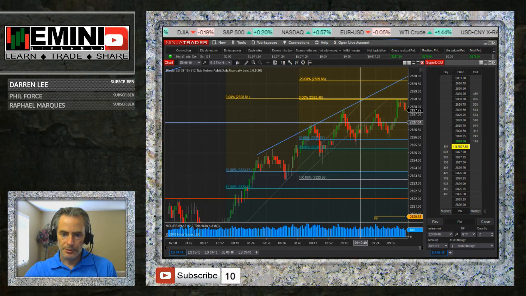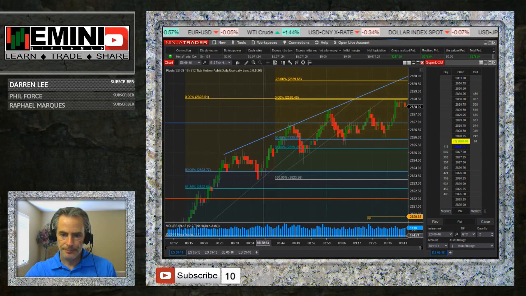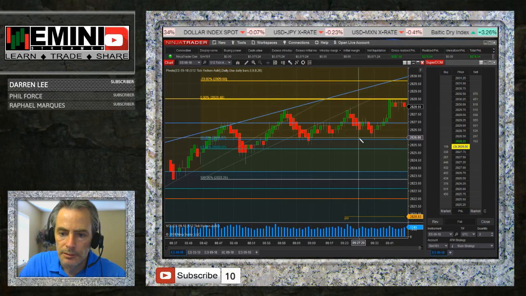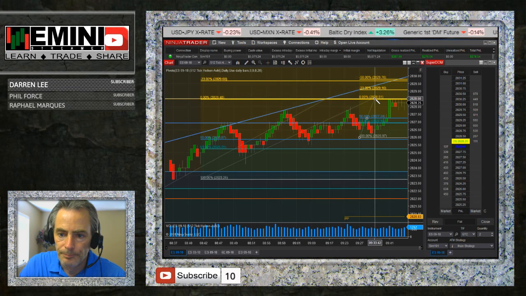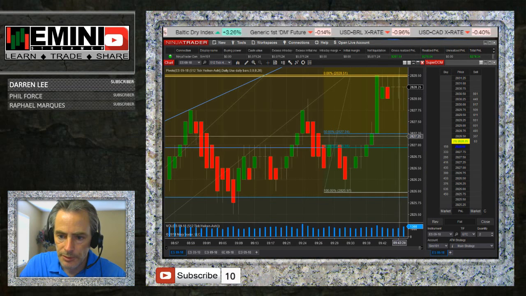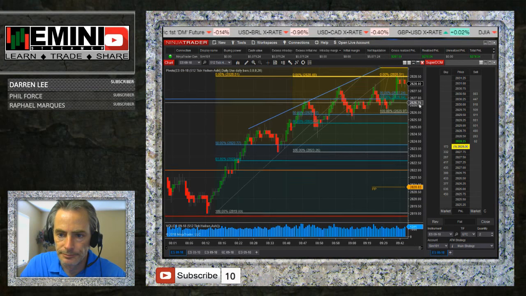Can probably expect that 27 to be a support. That's going way back. Had quite a bit of action right around that area. And ironically, it puts us right in our retracement area.